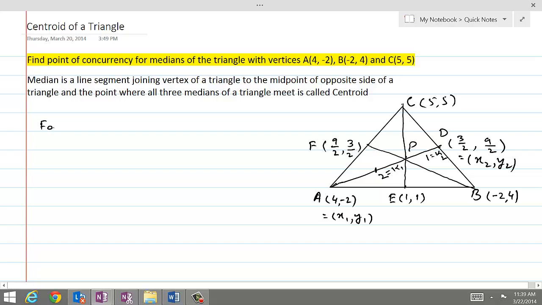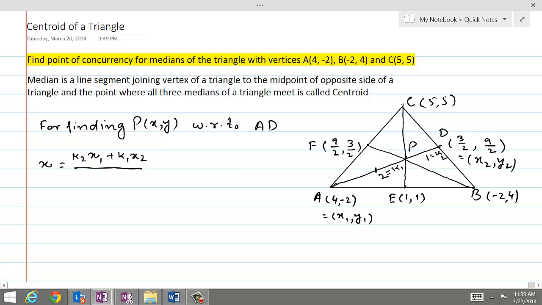And now we will find P(x, y) with respect to median AD. x is equal to k2 x1 plus k1 x2 divided by k1 plus k2, and y would be equal to k2 y1 plus k1 y2 divided by k1 plus k2.